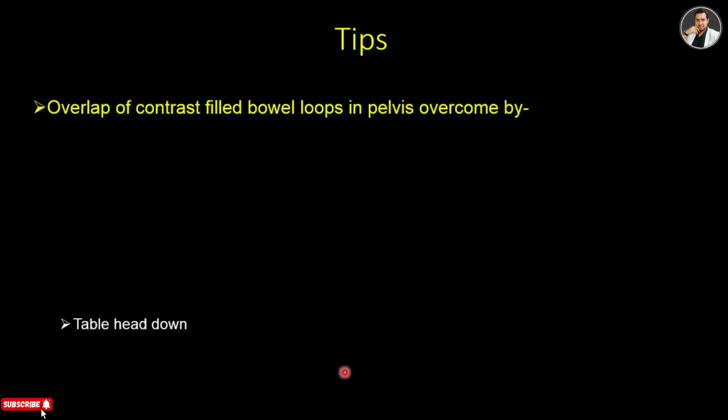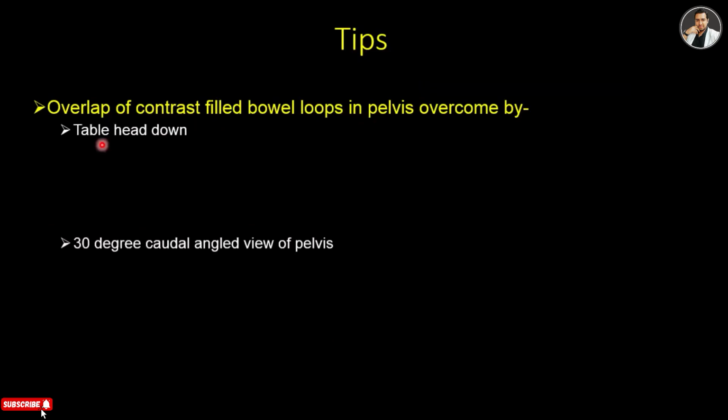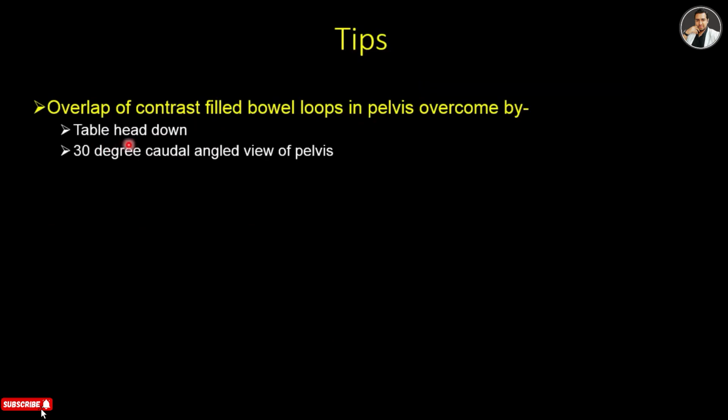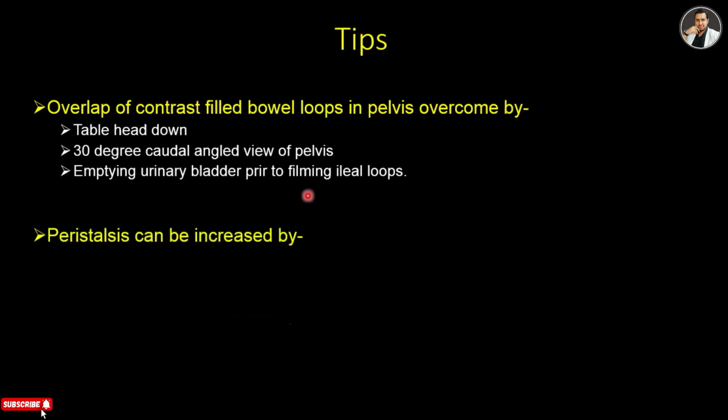And there are some tips for you. You can overcome the overlap of contrast filled bowel loops in the pelvis by tilting the table head down. So if you put the table head down, the contrast overlapping will be removed, so bowel loops overlapping will be removed, and you can use a 30-degree caudal angle view of the pelvis and empty the urinary bladder prior to filming the ileal loops. So you have to ask the patient to empty his urinary bladder to visualize the ileal loops clearly.